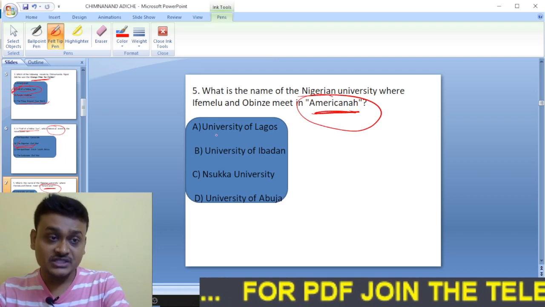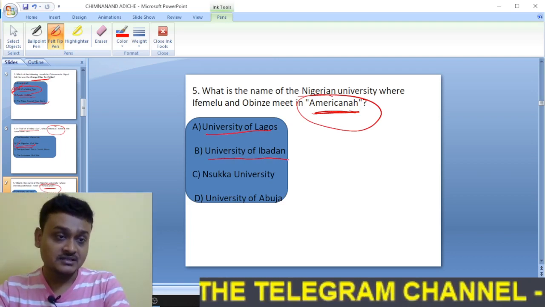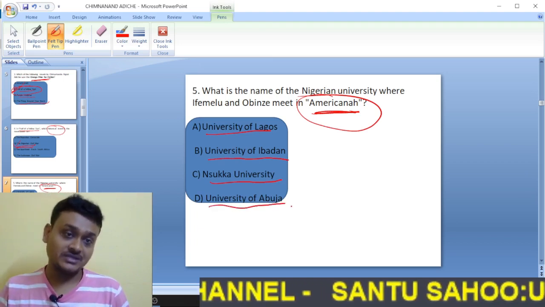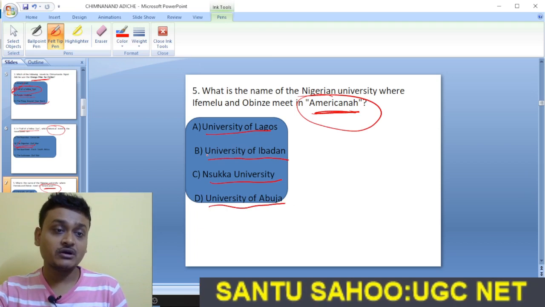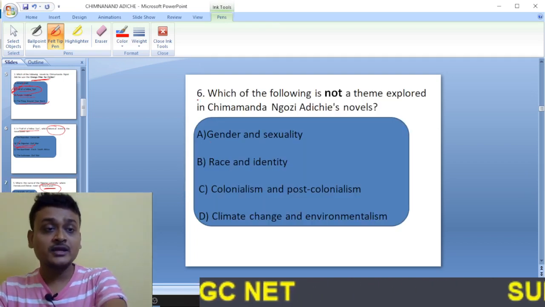So here, the options are University of Lagos, University of Ibadan, Sokoto University, or University of Abuja. The right option here is University of Ibadan. University of Ibadan is the right option. Moving on to question number 6.